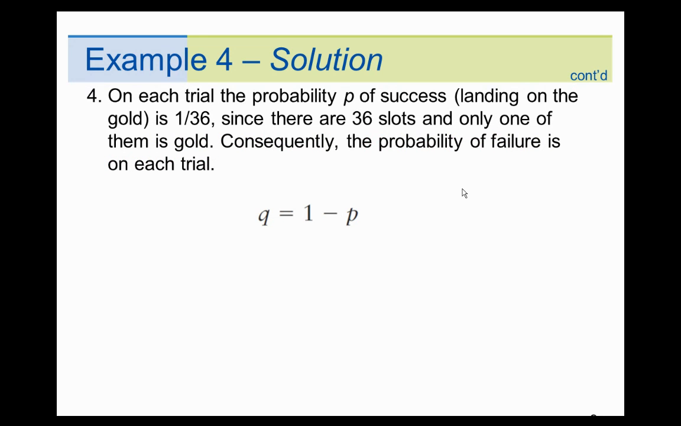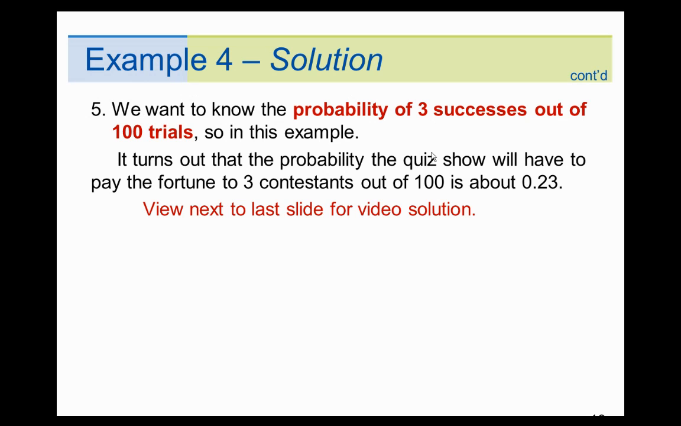Once again, we know that Q, the probability of a failure, is 1 minus the probability of a success. We get 1 minus 1 over 36. Why 1 over 36? Well, there's only one slot that is a gold slot. One chance, favorable over total. So Q works out to be 35 over 36. We want to know the probability of 3. The answer, 3 successes out of 100 trials, with a probability of 1 over 36, is 0.23. On the next to the last slide, I actually have a link to a video on Vimeo that shows how to do this. It's really straightforward.